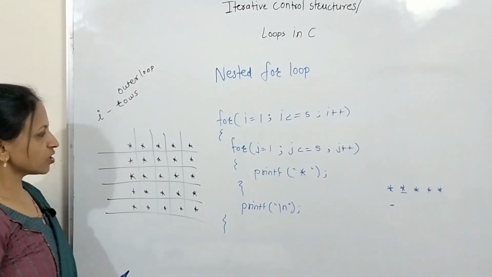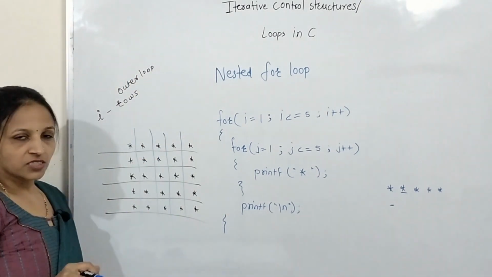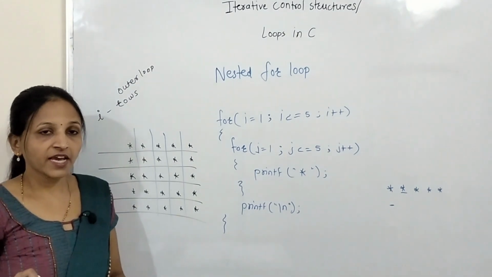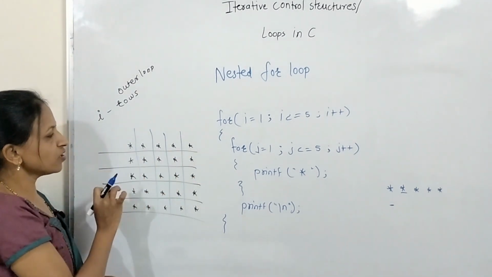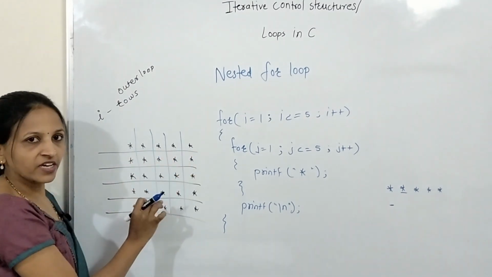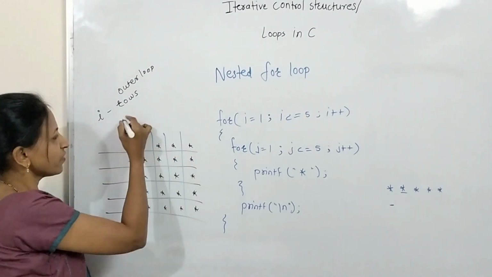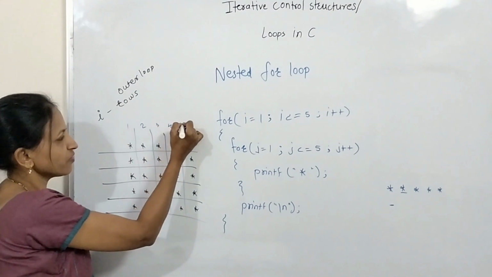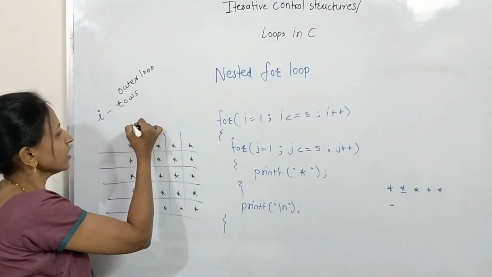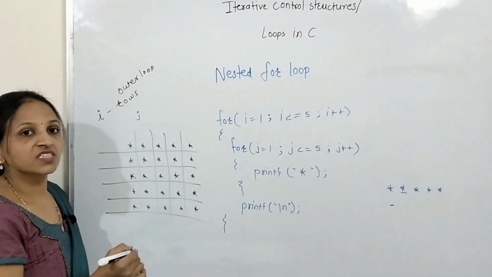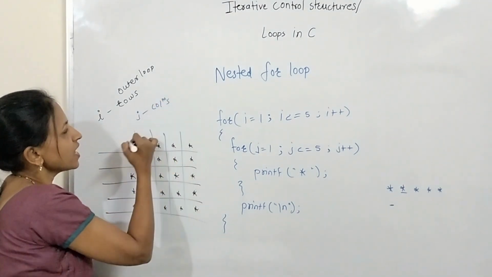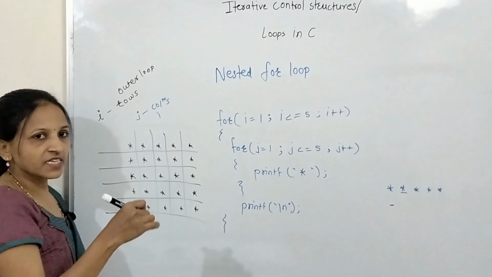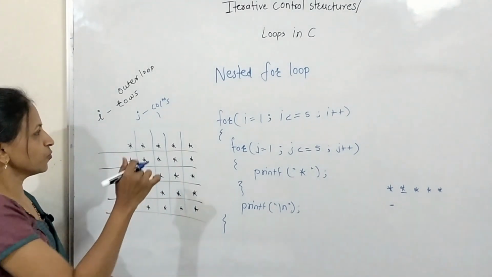And how many columns are there? But here just think, not only columns, but elements in that row. Means here in the first row, how many elements are there? 1, 2, 3, 4, 5. In the second row 1, 2, 3, 4, 5. 5 columns are there. For that use the j counter, and this is for columns, and that j counter will be used in the inner loop.